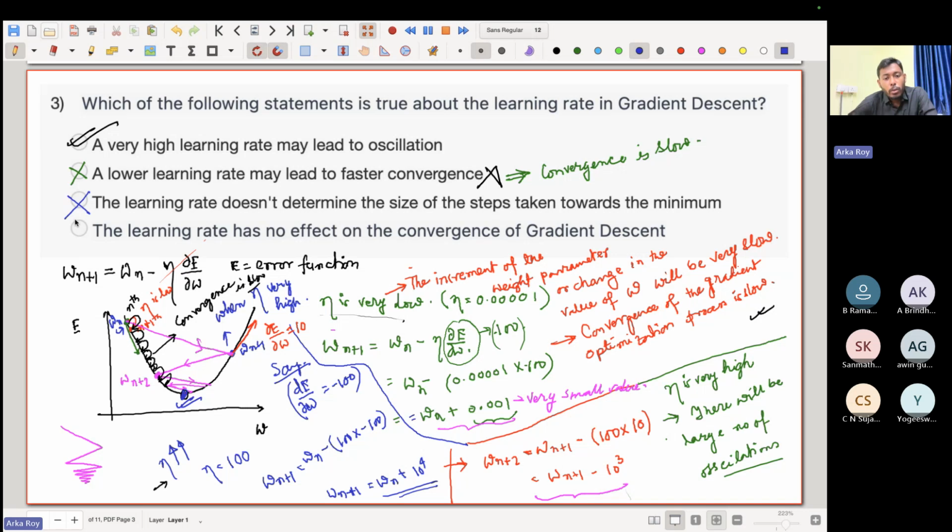The learning rate has no effect on convergence of gradient descent. Again, this is incorrect because you have already seen that if you choose the learning rate to be very small, then your convergence will be slow. If you choose the learning rate to be very high, then you will get several oscillations. So eta indeed has a great effect on the convergence of the gradient descent process. Therefore, this option which says that there is no effect is incorrect. So option A is the correct option for this particular question.